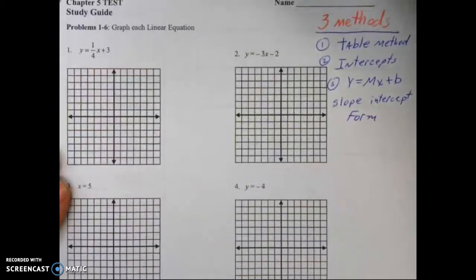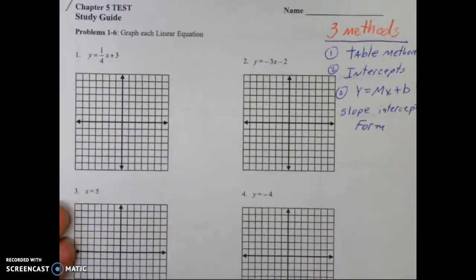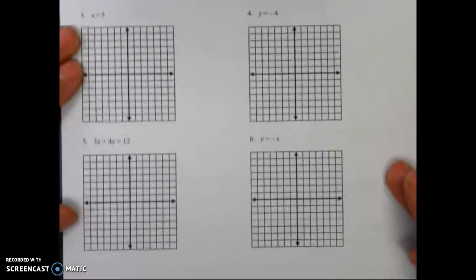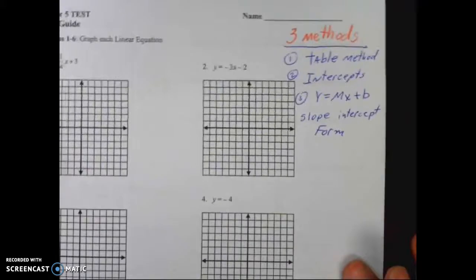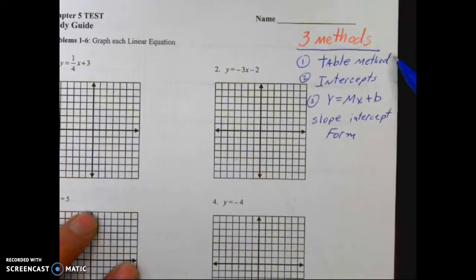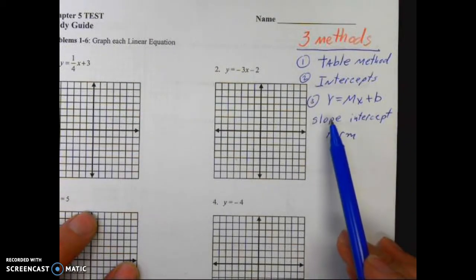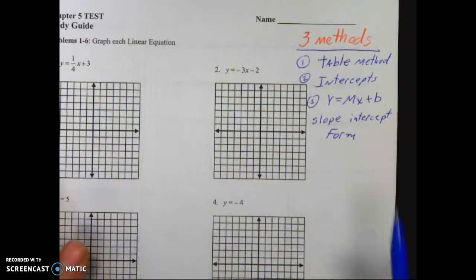All right, so here is page 1. As you can tell, page 1 has 6 graphs. And I don't care how you graph it. You have 3 methods to choose from. You can use the table method, you can graph using intercepts, or you can use my favorite, y equals mx plus b, which is the slope-intercept form, which I'm probably going to use the most. So let's look at number 1.